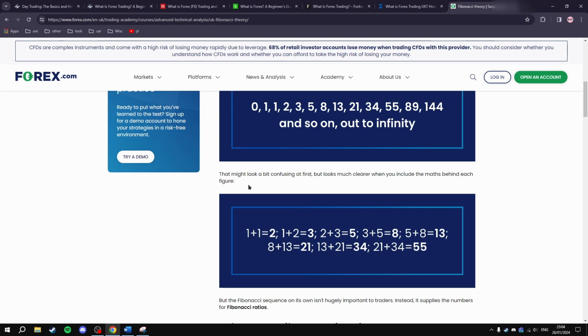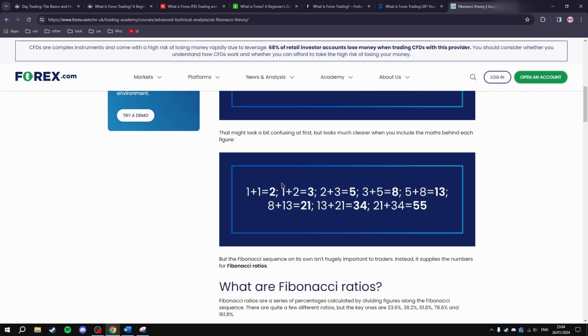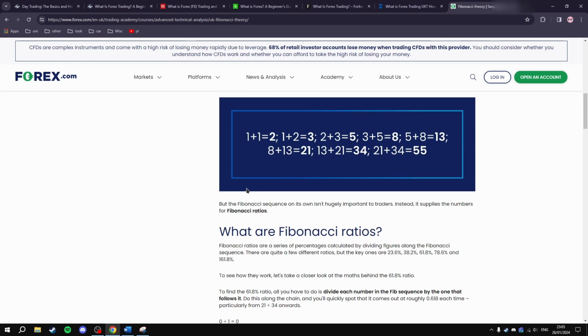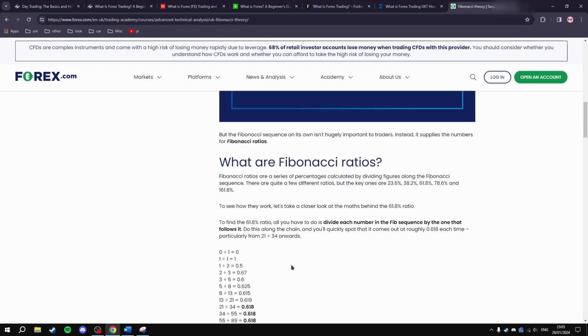That might look a bit confusing at first, but it looks much clearer when you include the maths behind each figure. Okay, so it's basically that plus that, that plus that. But the Fibonacci sequence on its own isn't hugely important to traders. Instead, it supplies some numbers for Fibonacci ratios. What are Fibonacci ratios?